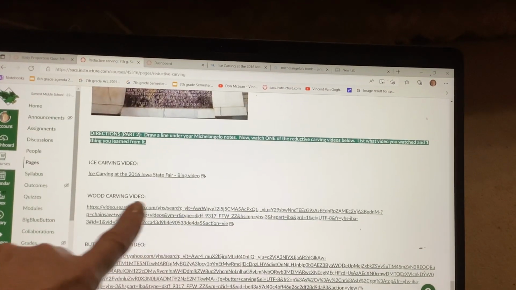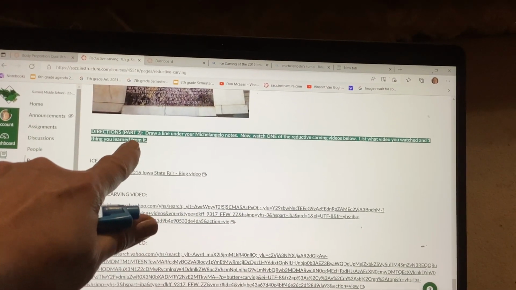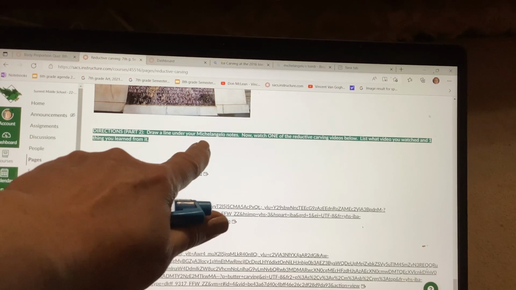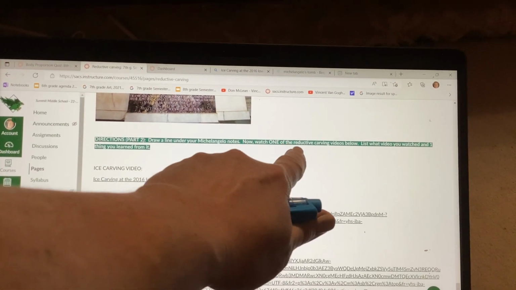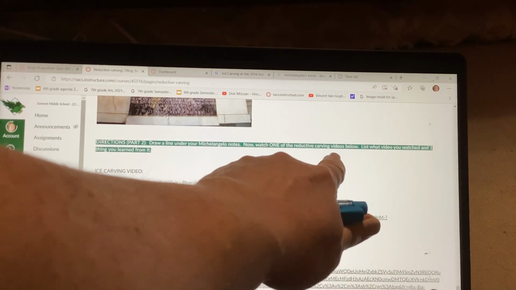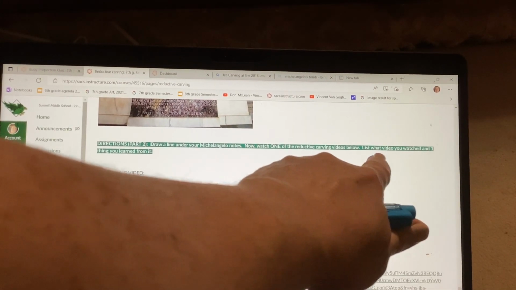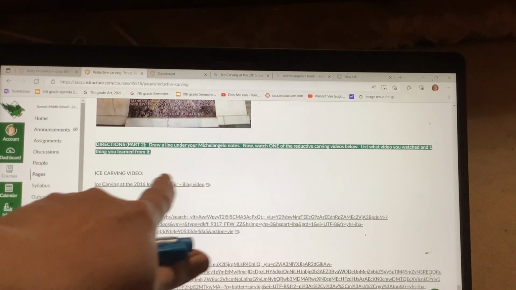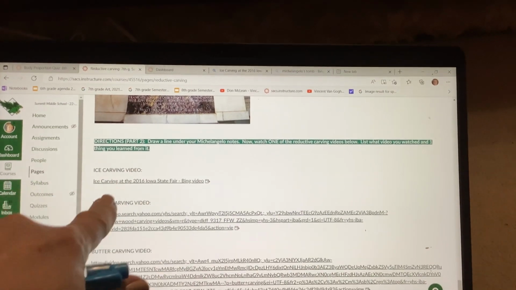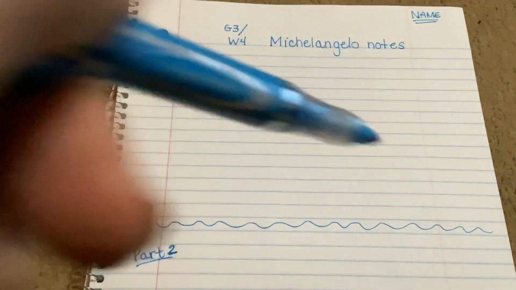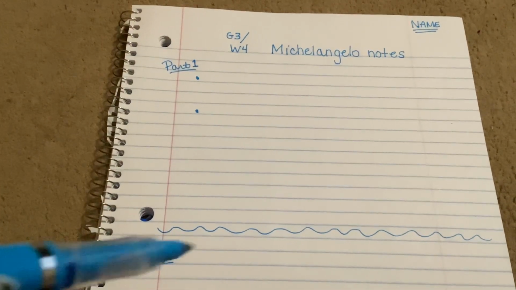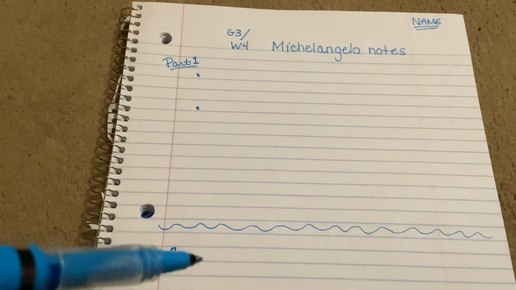Oh, green part. Directions, part 2. Draw a line under your Michelangelo notes. Now watch one of the reductive carving videos below. List what video you watched and what you learned from it. So it did say to draw a line underneath my Michelangelo notes. This is part 2, so I'm going to list what video I watched and something I learned.